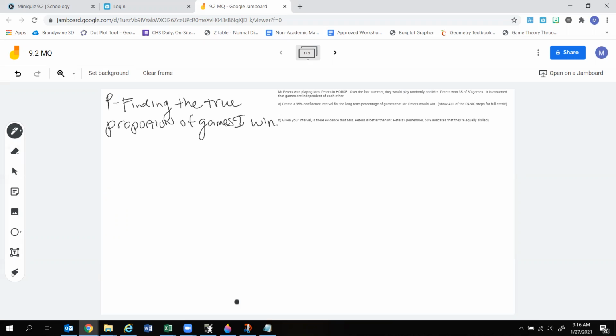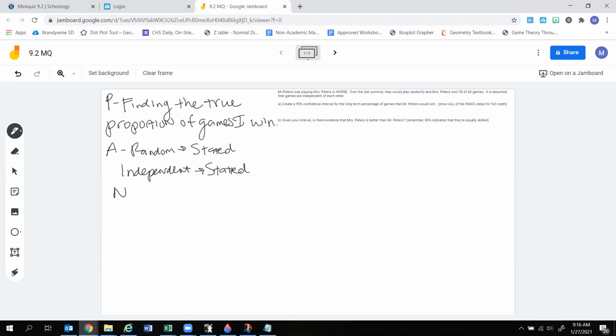All right, A, assumptions and conditions. Okay, so random, that's stated in the question. Each game is independent of other games. That is stated in the question as well.